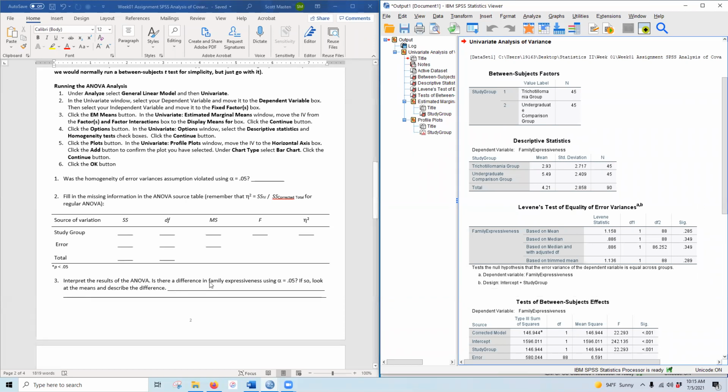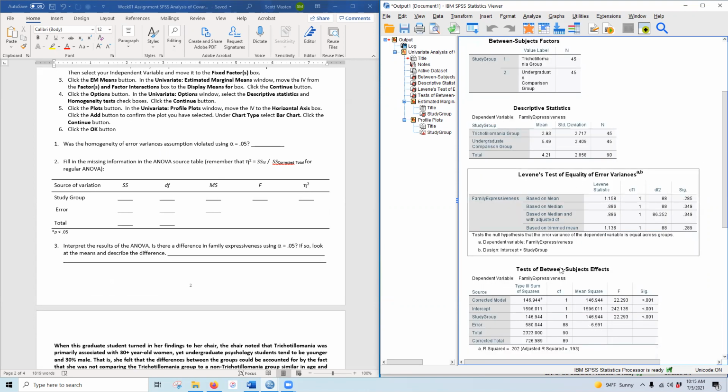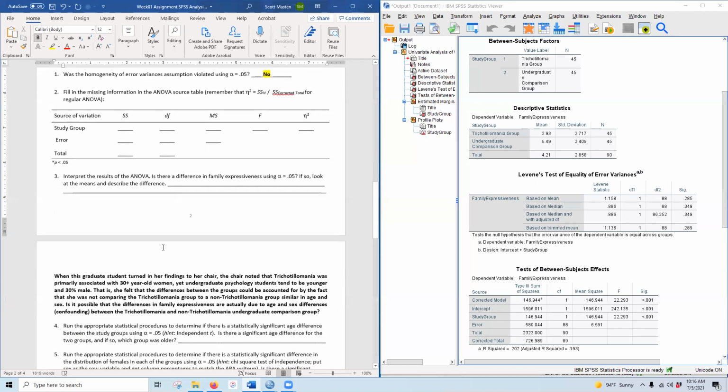So here are our outputs. Let's just go through the questions one by one. Was the homogeneity of error variances assumption violated, using alpha of 0.05? Let's go down to our Levene's test, and based on mean is the line we're supposed to use. That is not less than 0.05. So we have not violated the assumption; we have met the assumption. So was the homogeneity of variances assumption violated? No, is the simple answer there. That's how you should have gotten it. I'm going to try to bold and highlight this stuff this semester to make it a little bit easier.